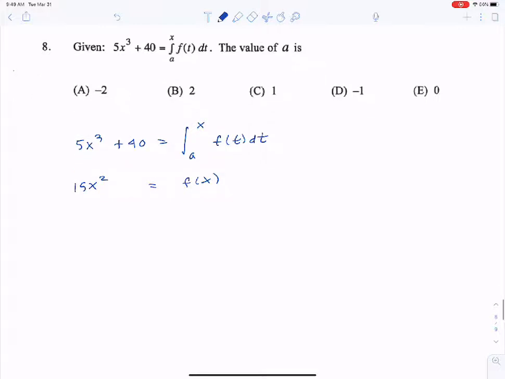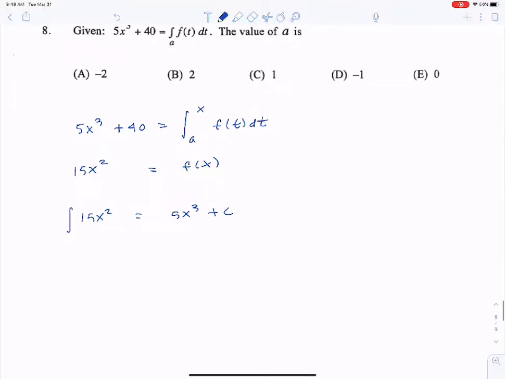Now, it may seem a little silly, but I'm going to integrate my 15x squared, which of course we know the answer to. That's 5x cubed plus some c. So at this point, these two things are equal.